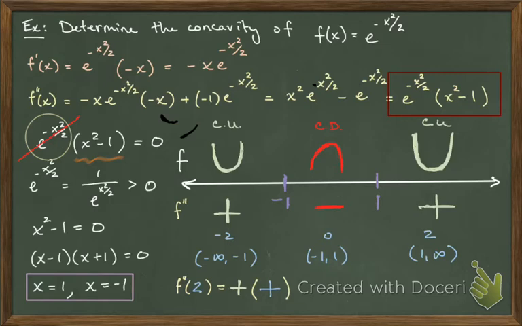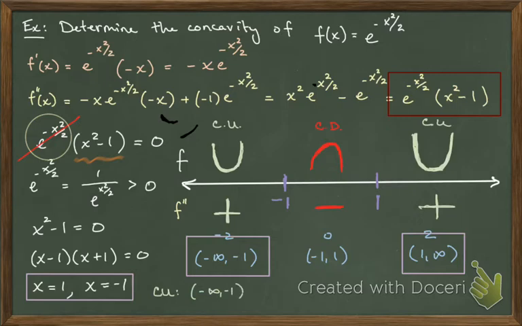Okay, so I've got 2 intervals where my function is concave up and 1 where things are concave down. So I'm concave up on the interval from minus infinity to minus 1, and then again from 1 to infinity, and I join those together with that union symbol, that U, not to be confused with concave up. I then have concave downward from -1 to 1.